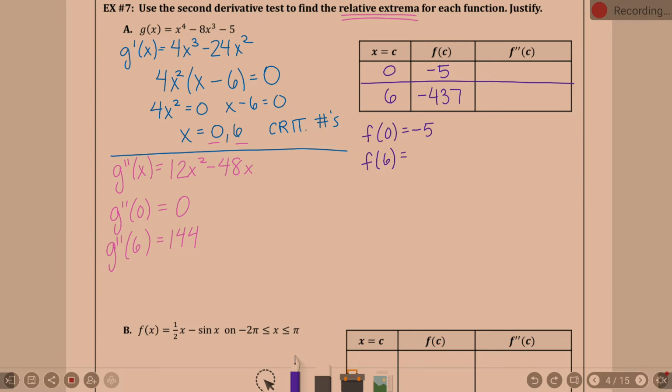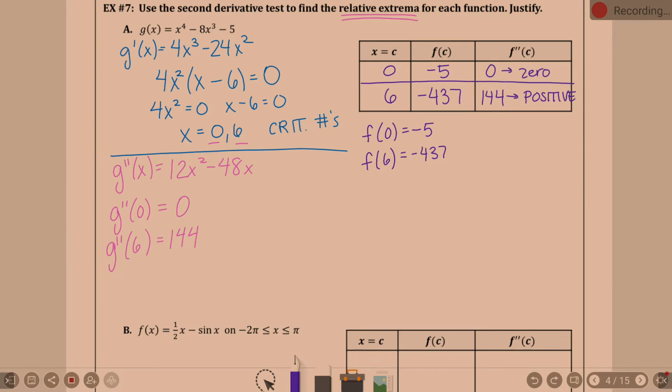But okay, f of 6 was negative 437. Second derivative, which was 0, which I'm concerned about positive or negative, and that is just 0. My second derivative at 6 was 144. What do we know about 144? It is a positive value. Okay, guys. The 0 is inconclusive. That doesn't tell me if it's a min or a max.